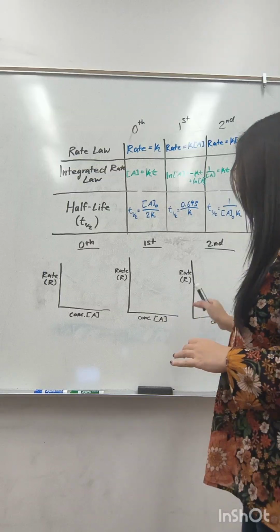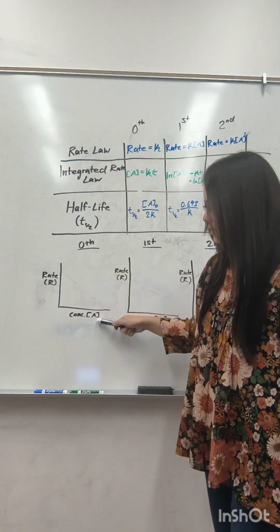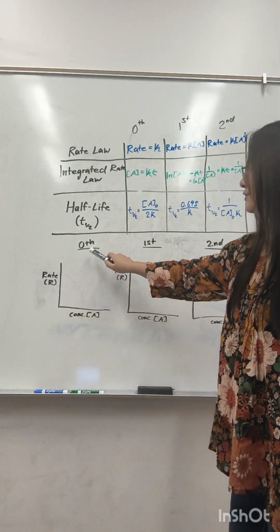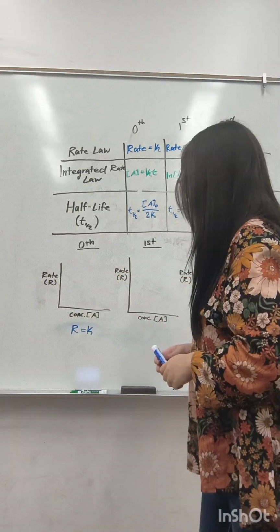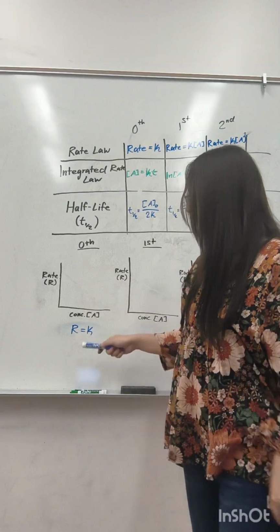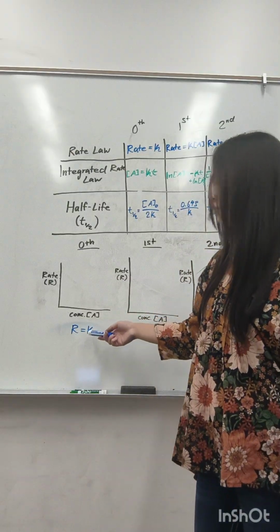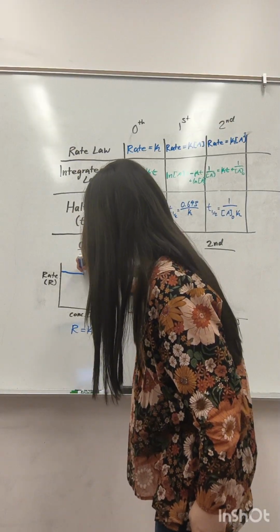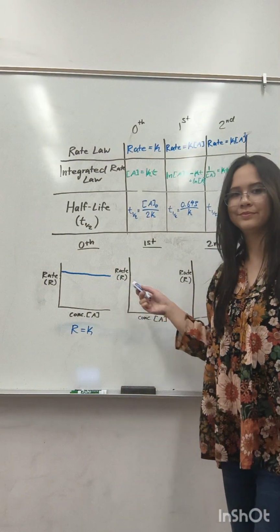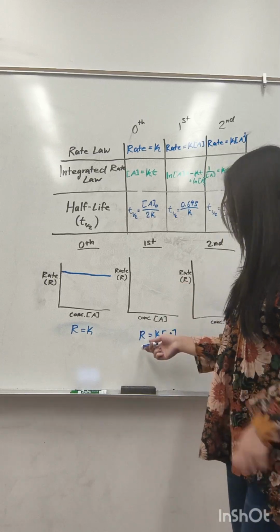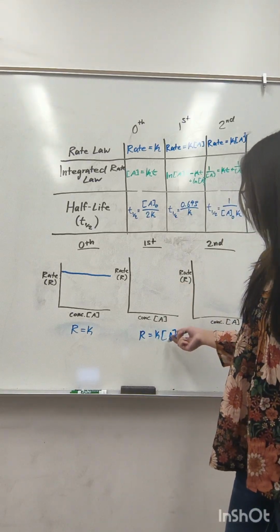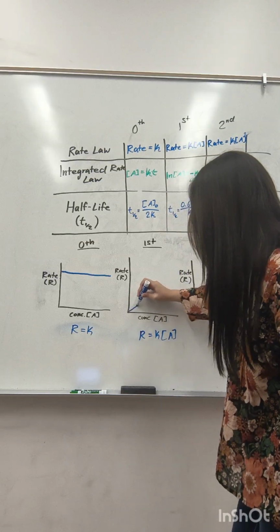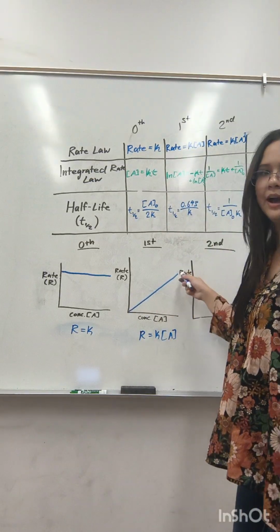So now on to our next charts. This is going to be the concentration of A against the rate of the reaction. We're going to do this for the 0th, first, and second order again. In our 0th order reaction, our rate is going to be equal to our rate constant. What that's going to look like is a straight line all the way across. For our first order reaction, it's going to be rate equals rate constant times the concentration of A. So it's going to start at 0, and then it's going to be a linear line straight up.